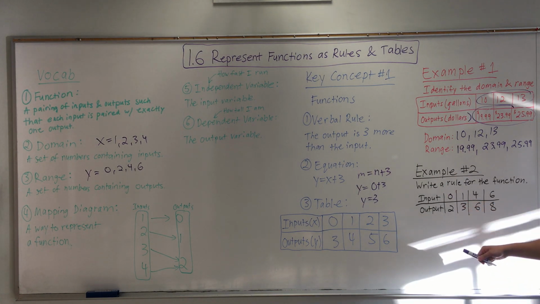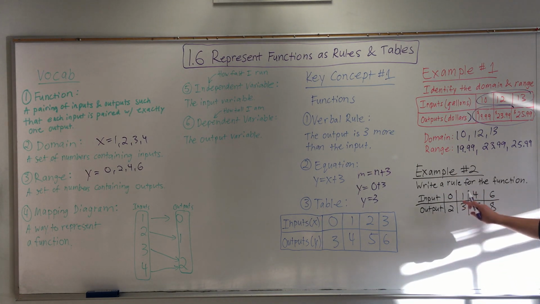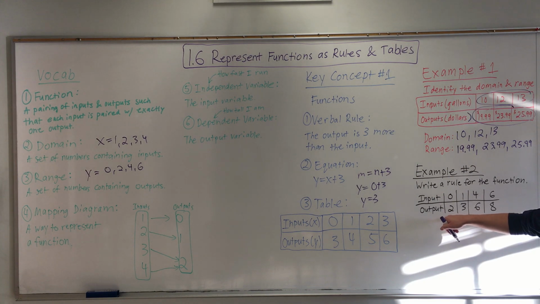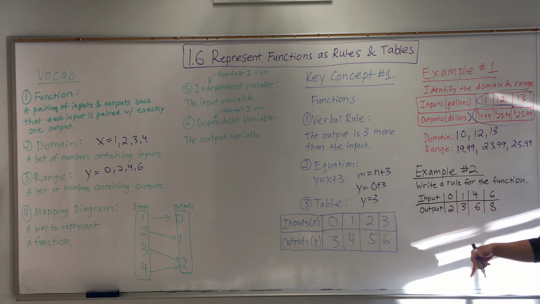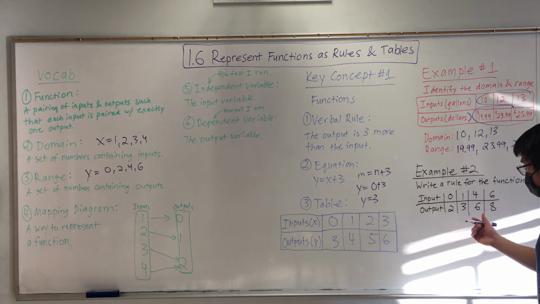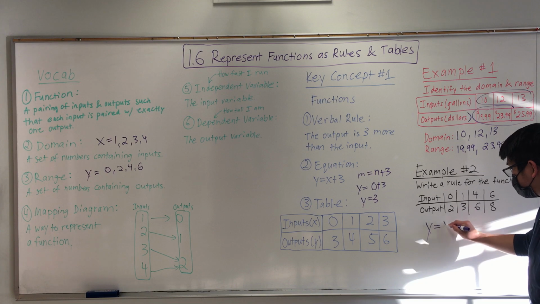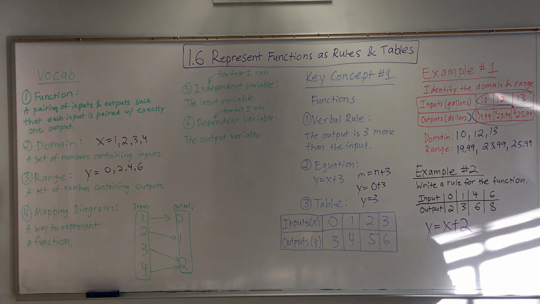0 and 2. What's the difference between those two? There's a gap of 2. 1 and 3. What's the difference? 2. 4 and 6, there's another gap of 2. 6 and 8, another gap of 2. So you can see there's a trend, a pattern between the output and input. The outputs are 2 more than the inputs. So let's suppose the outputs are y again. We can write a rule for this as y is equal to x plus 2.